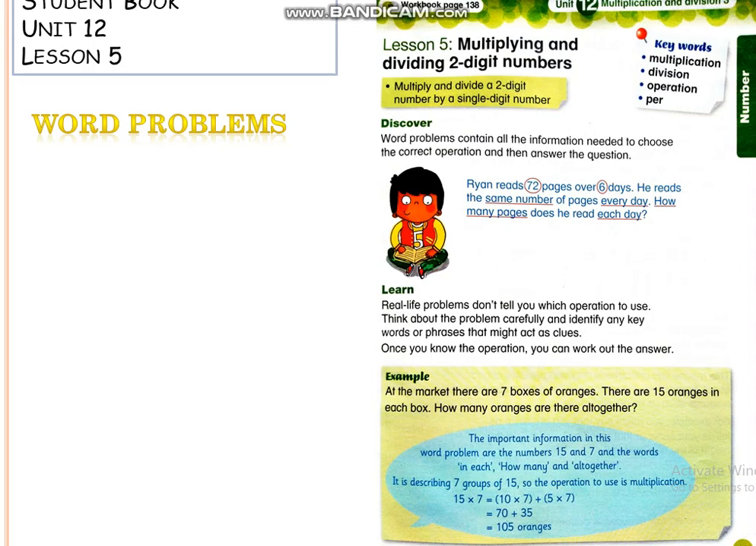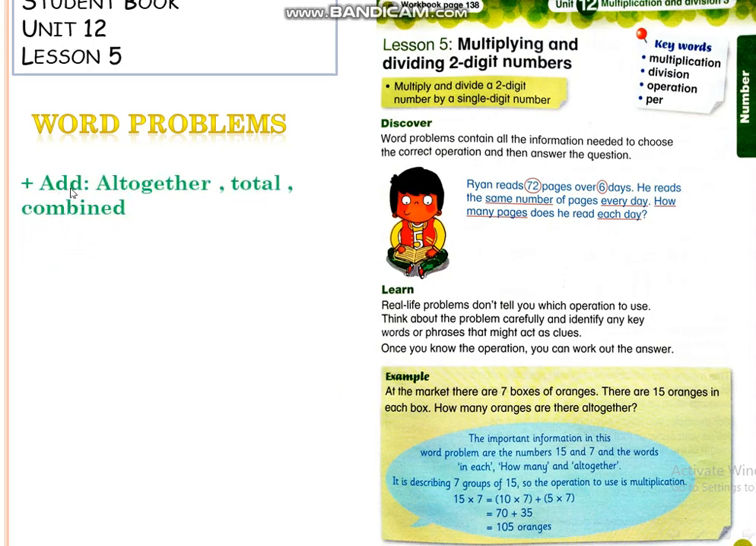For example, if Ahmed went to the shop, he has 5 dinars, he bought a chocolate that costs 4.50, how much money does he have left? We call this a word problem. Now, real-life problems don't tell us which operation to use. Think about the problem carefully and identify any key words or phrases that might act as clues. Once you know the operation, you can work out the answer.